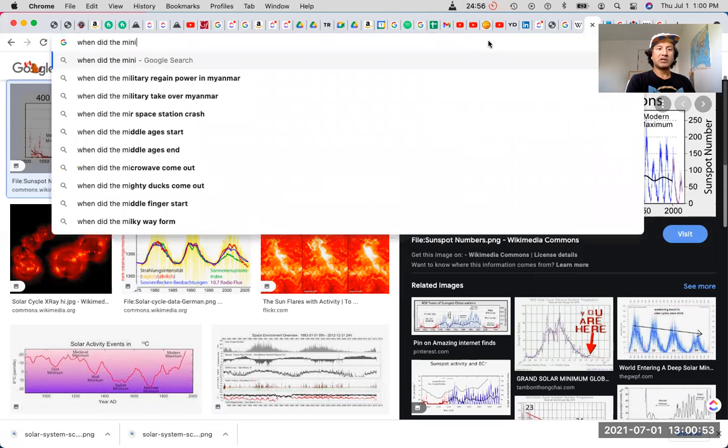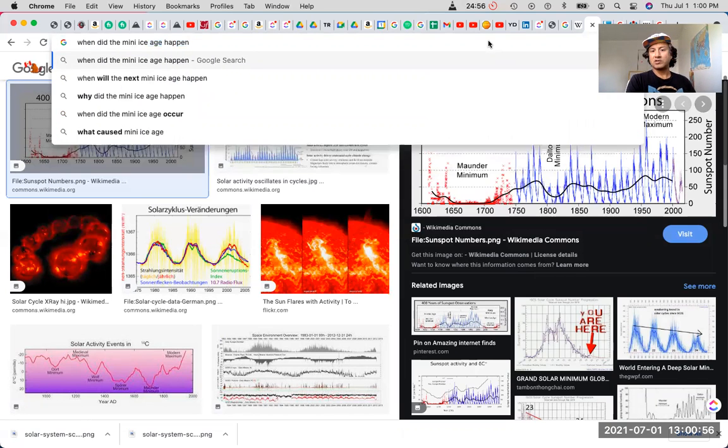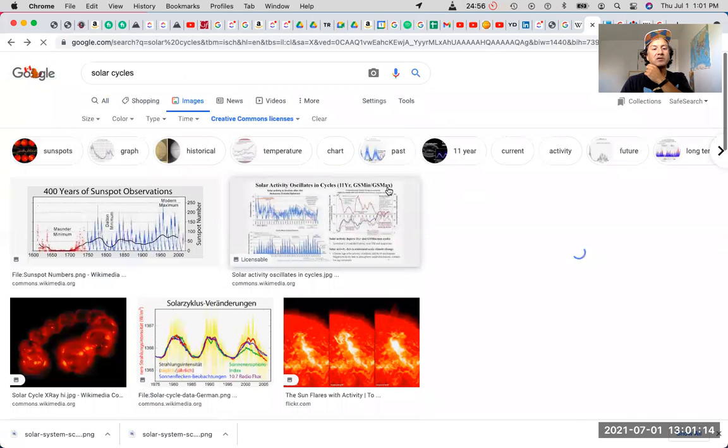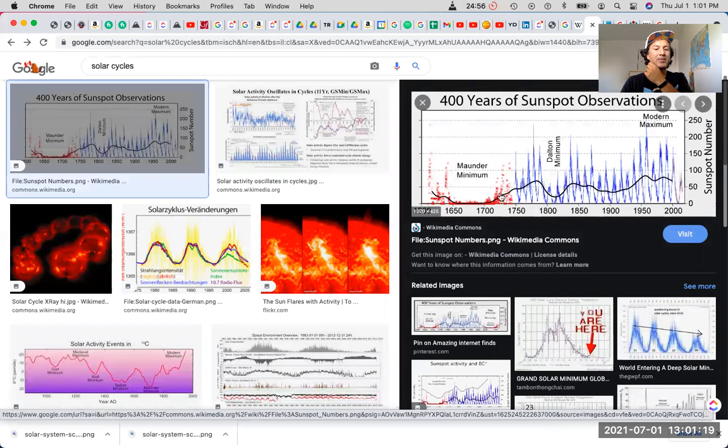When did the mini ice age happen? 1600 to 1725? No, it's in between that time frame. It's called the Little Ice Age, so it's 1300 to 1860, so it would be in between the solar minimum cycle, but it could be other reasons why that would have happened. So it looks like the mini ice age started a little earlier than 1600, but coincided with the solar activity. So there may or may not be a correlation.